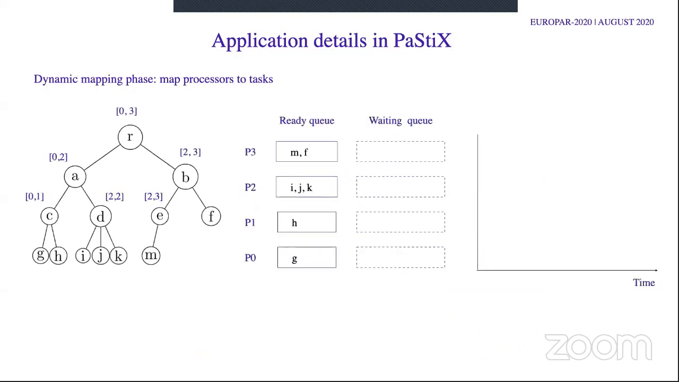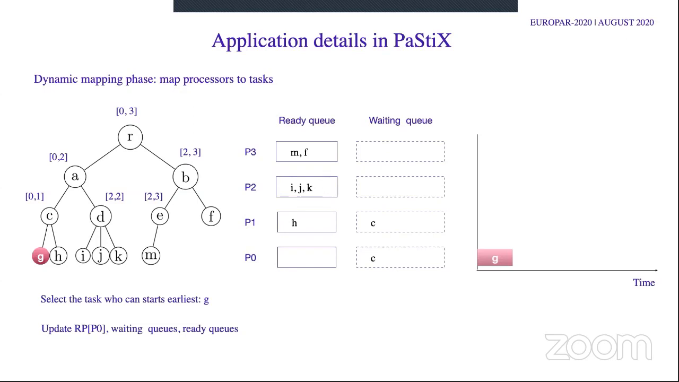At each step, the scheduler compares the first task of all ready queues and selects the one that can start earliest. Then it updates the ready time of processors and queues. So right now, we can select task M, task I, task H, task J. We randomly select one because they all can start at the same time.